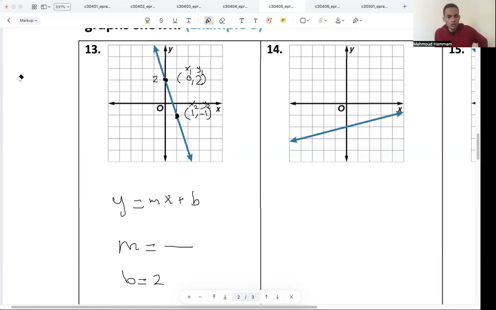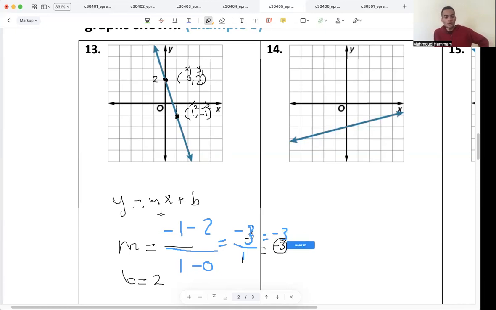y2 is -1. Minus the y1, which is 2. So you subtracted -1 minus the 2, over x2 minus x1, which is 1 minus 0. So it is -1 - 2, which is -3, over 1 minus 0, which is 1. So the answer here is -3.